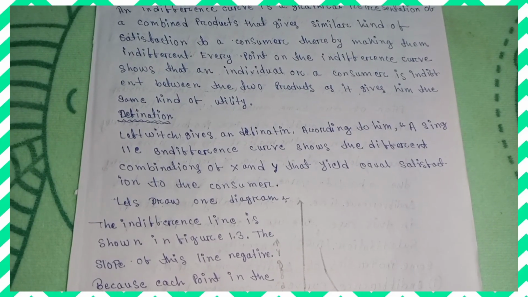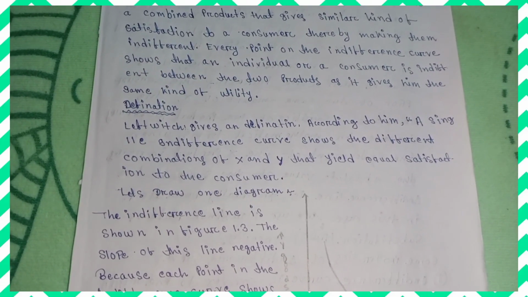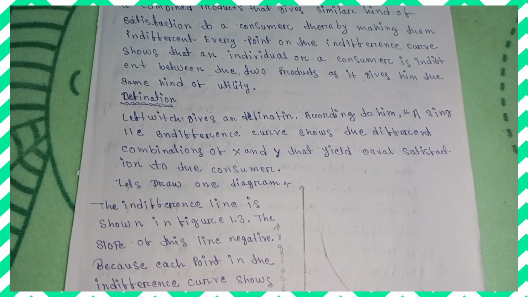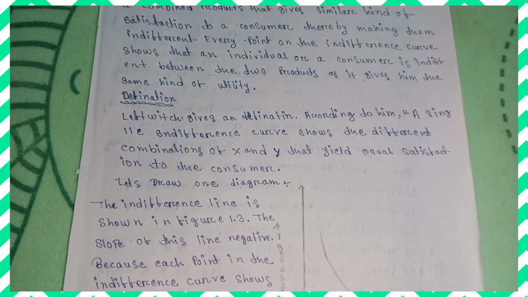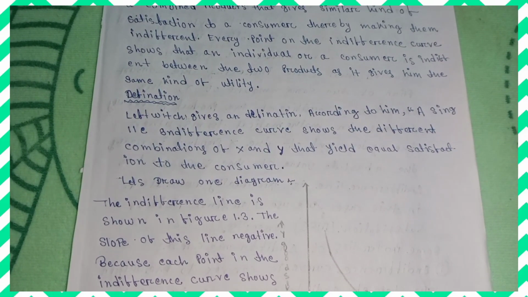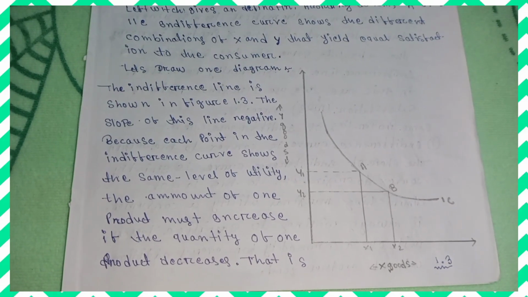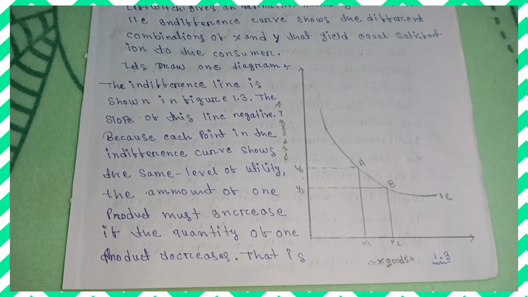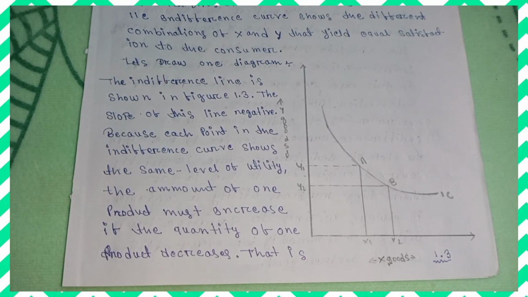अब इसका डेफिनेशन देख लेते हैं। According to him, a single indifference curve shows the different combination of x and y that yield equal satisfaction to the consumer। अब इसको डायग्रामेटिकली समझते हैं फिगर में लाकर। The indifference line is shown in figure 1.3.